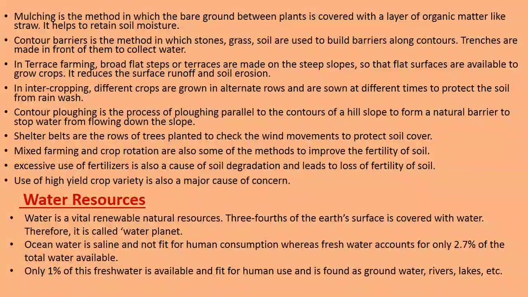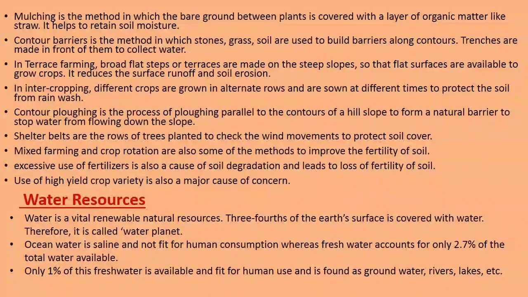In intercropping, different crops are grown in alternate rows and are sown at different times to protect the soil from rain wash. Overgrazing must be checked properly. Fodder should be raised as a crop because the free movement of animals loosens soil particles. Shelter belts are rows of trees planted to check the wind movement and protect soil cover. Mixed farming and crop rotation are also methods to improve the fertility of soil.